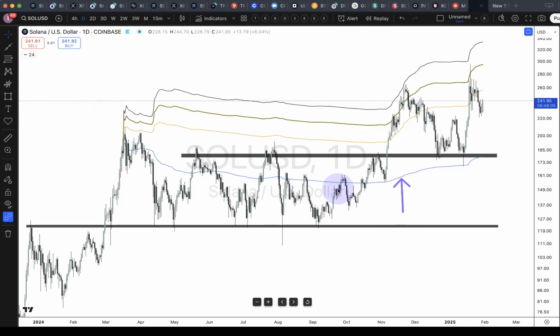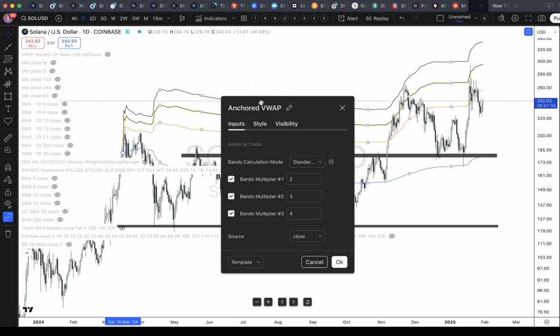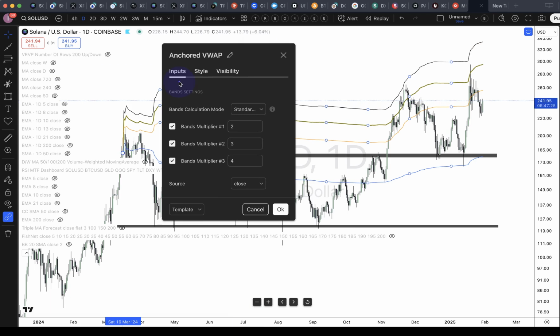This blue line right here, this is your anchored VWAP. And if you're wondering what these additional lines are, these are the standard deviations. So this is a +1 standard deviation, +2 standard deviation, and then a +3 standard deviation. If you want to dig in and open this up, just double click on the actual VWAP itself. You can see under inputs right there, anchored VWAP, but we've got the bands. So here's the first band, second band, third band.